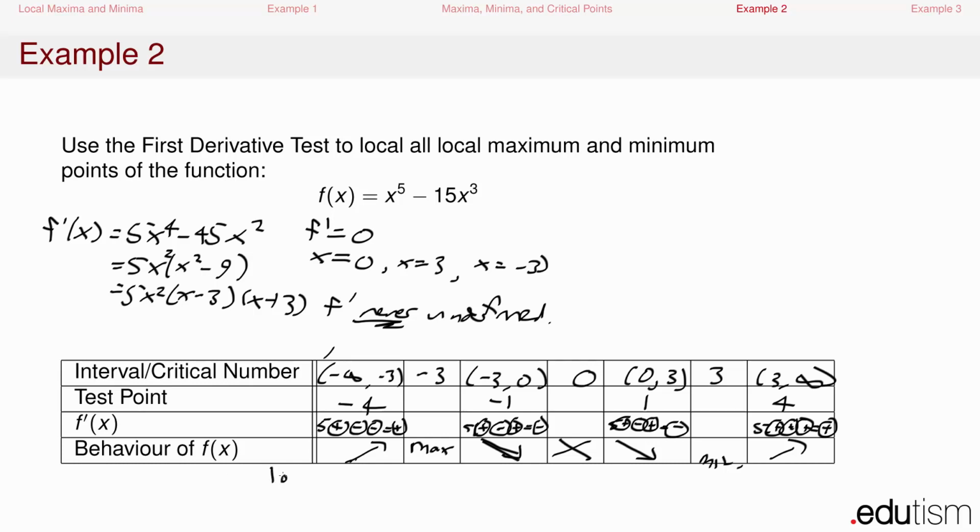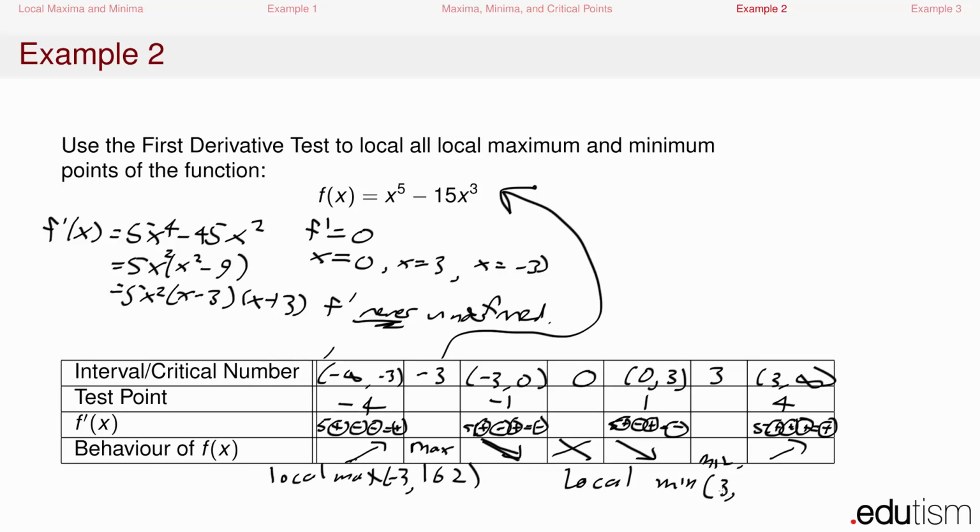So if I want to find my local max, the x-coordinate is going to be negative 3. If I plug in negative 3 into the original function, I'm going to get 162. And if I want to find my local minimum, I'm going to plug in 3 into that original function. And I'm going to get 3 for my x-coordinate, and my y-coordinate there is going to be negative 162. So this is my local maximum, this is my local minimum.